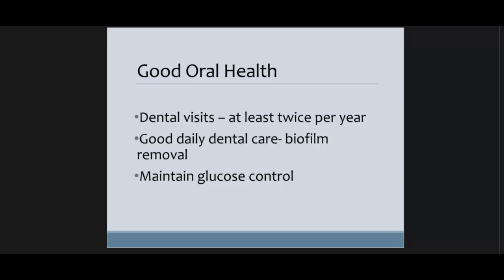Of course, the better their oral hygiene care is, the less likely they're going to develop problems with periodontal issues, but they need to be aware of their susceptibility and how the glucose level and the oral hygiene play a role.